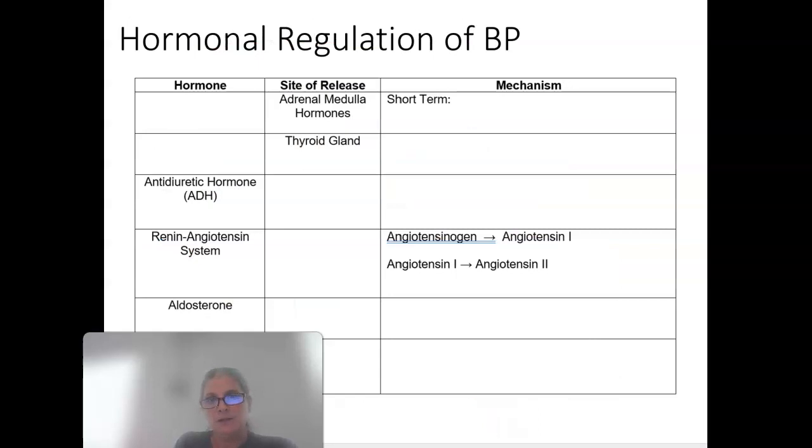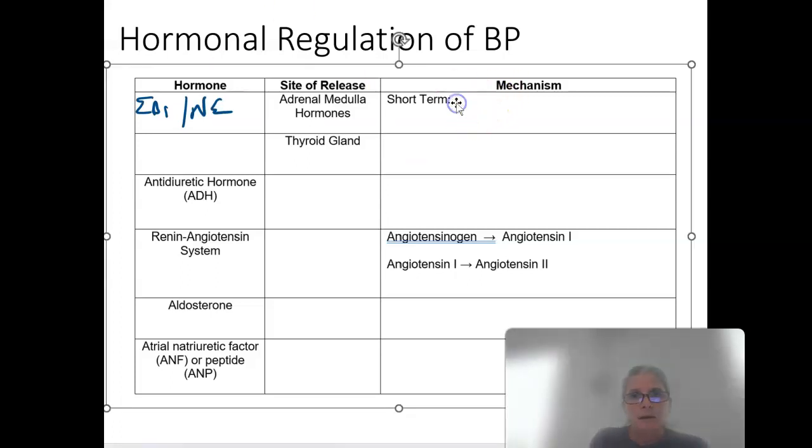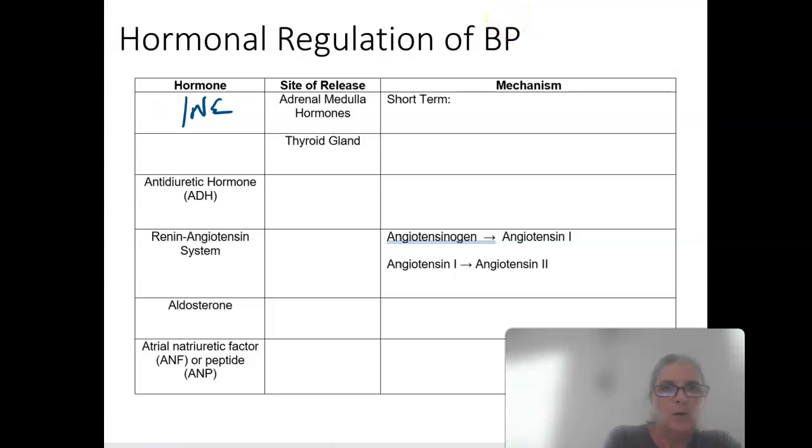Now, let's go to this chart and try to fill this in, because some of this you've already learned. So if you're looking at the hormones, you have the adrenal medulla hormones. Remember, these are always released anytime your fight or flight kicks in. So this is my epi and norepi. Epinephrine and norepinephrine are both released from the adrenal medulla, and they have a short-term action.